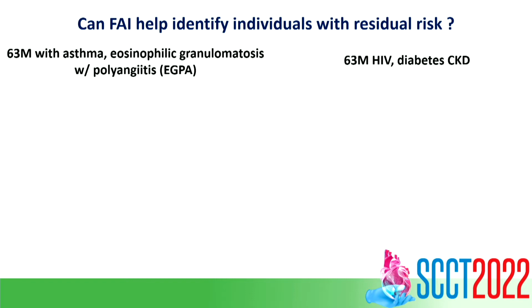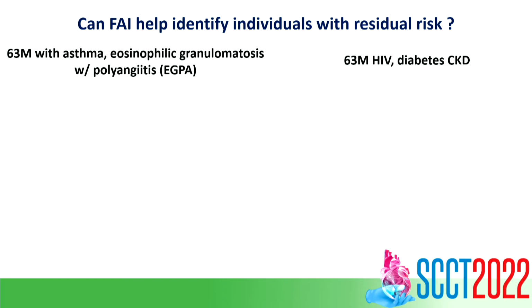So on this slide, I'm showing you two patients from my institution, and I picked this because they both have the same age, and it turns out that they have the same amount of plaque. So everybody's going to have to guess who has more inflammation in their coronaries. On the left, the 63-year-old male who has asthma, who has EGPA, which is what used to be called Churg-Strauss, or on the right side, the 63-year-old male who has HIV, diabetes, and CKD.